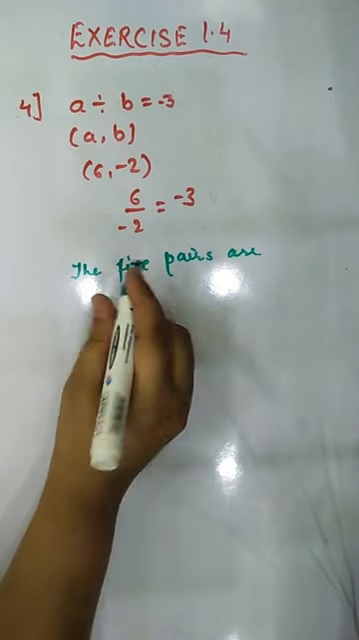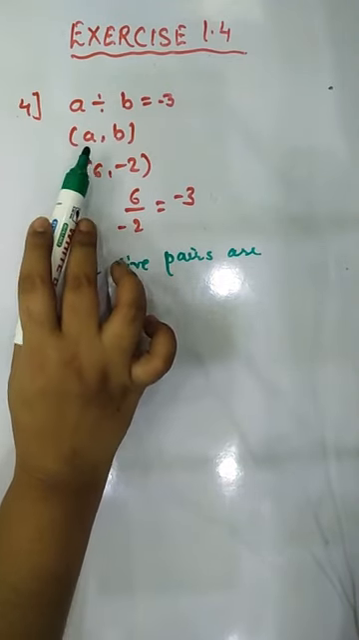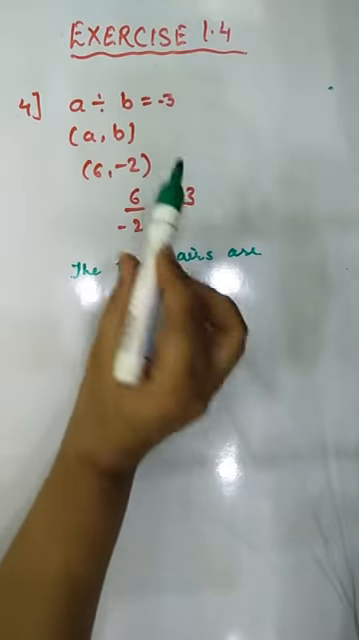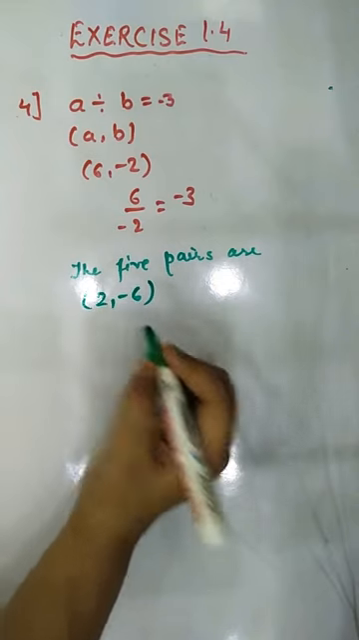So 6, -2 they have already given, which means A or B, any one number should be negative so that the answer will be negative. So I can change this, 2, -6 we can write also.